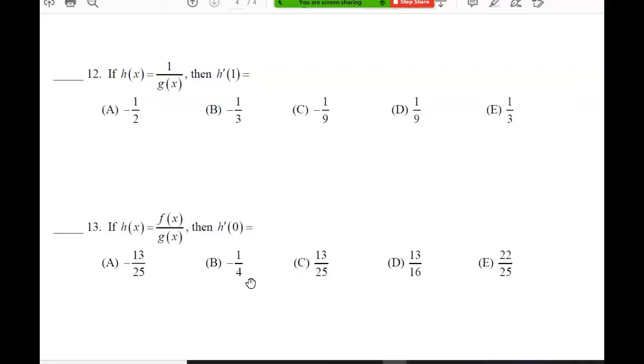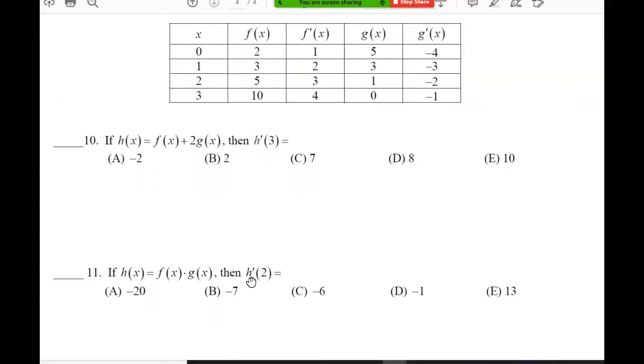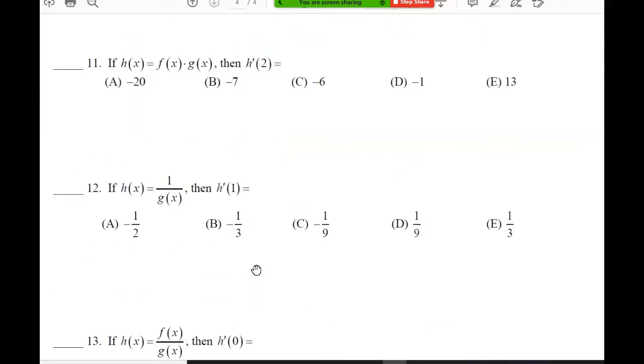So h prime of 1 is equal to g prime of 1 over g of 1 squared. So you should plug both of those in first. So going up to your table, you get that g prime of 1 is -3, and g of 1 is 3. So you get -3 over 9, which is -1/3, which is answer choice B.